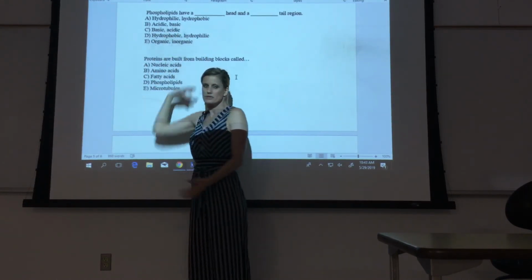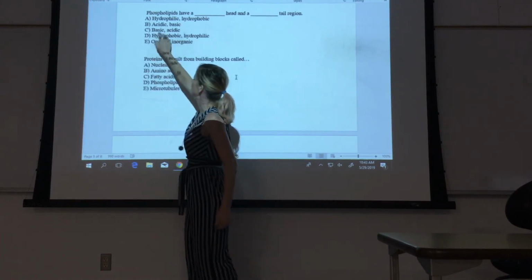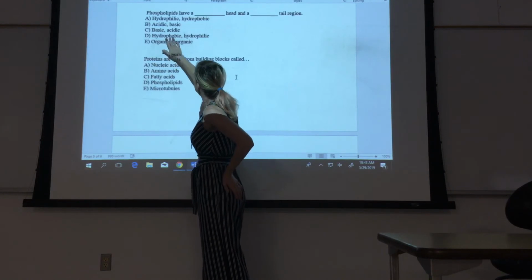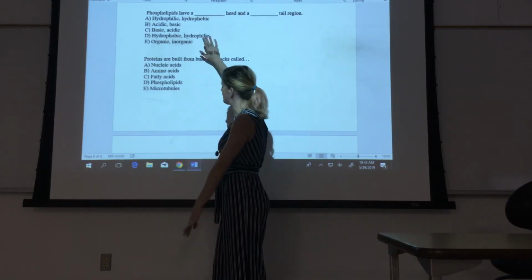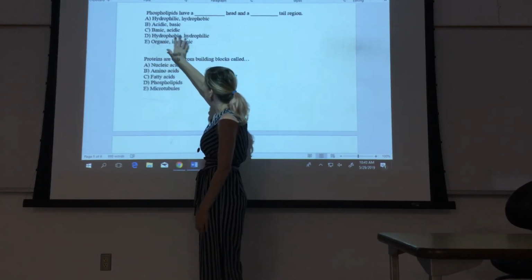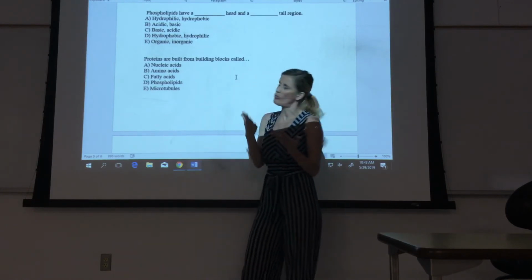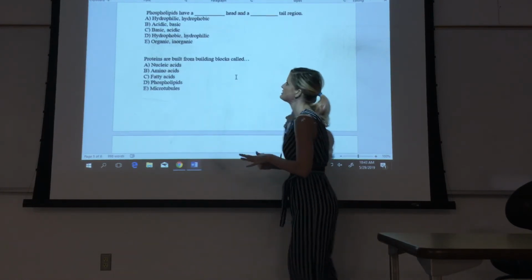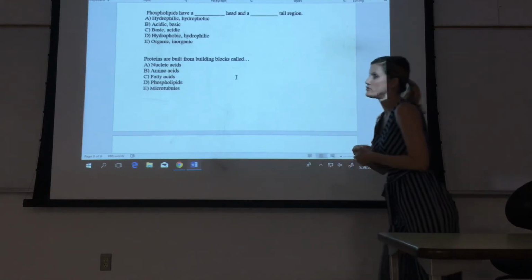Acidic and base, this has nothing to do with an acid and base. Right? Same thing with C, nothing to do with an acid and base. Hydrophobic head, no, that's the opposite. Organic head and inorganic tail, no, the whole molecule is an organic molecule. Okay, so the answer is A. Phospholipids have a hydrophilic head and a hydrophobic tail.